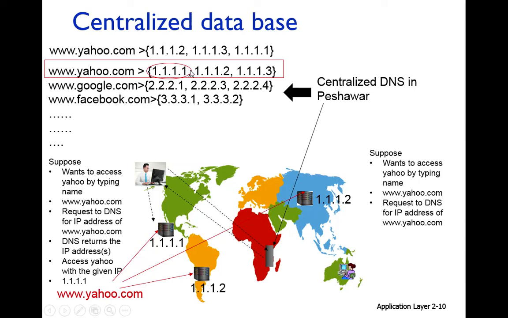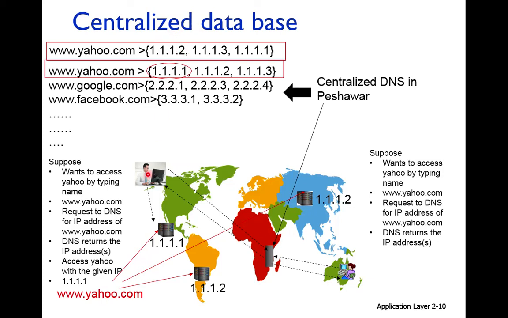So what does it mean? It means that suppose there is another user, and she wants to access yahoo.com. She first gets the IP address of yahoo.com, so she sends a request to the DNS server. You can see it. When the request arrives, the DNS stores the name yahoo.com, and its IP addresses are in this order, so it returns this list. In this list, 1.1.2 is on the top.